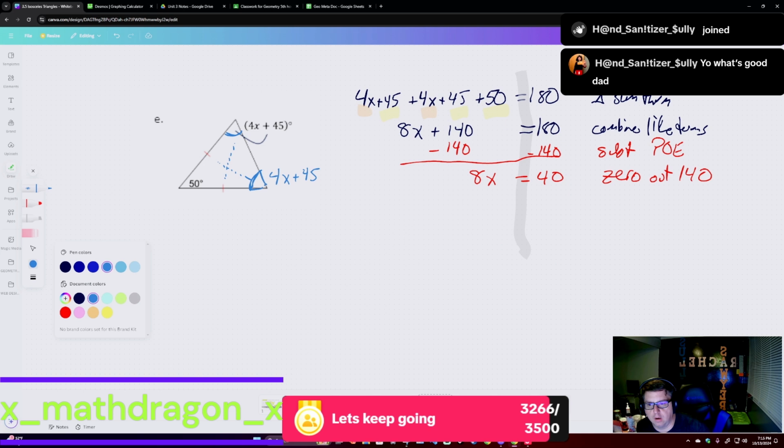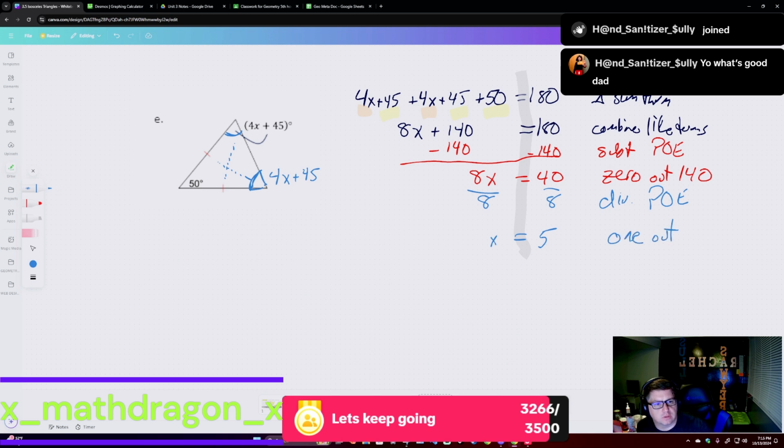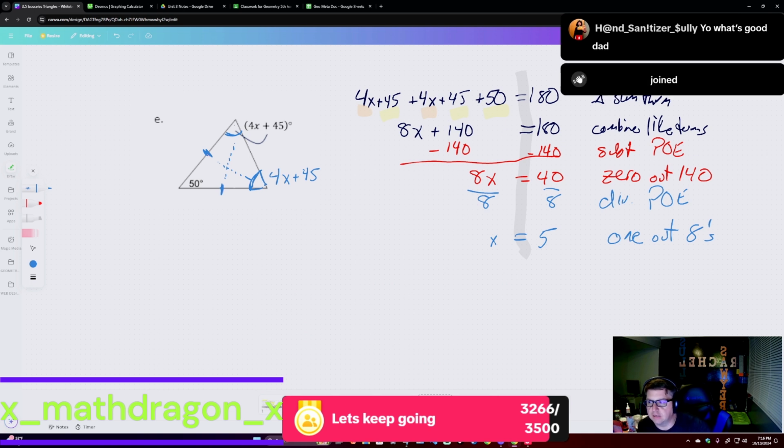And then we are going to divide by 8 on both sides so that we get x equals 5. So that's division property of equality. And then we want to 1 out the 8s. All right, so we knew these two sides were equal to each other, so I know these two angles across from them are equal to each other, and then all three angles in a triangle add together to give you 180.